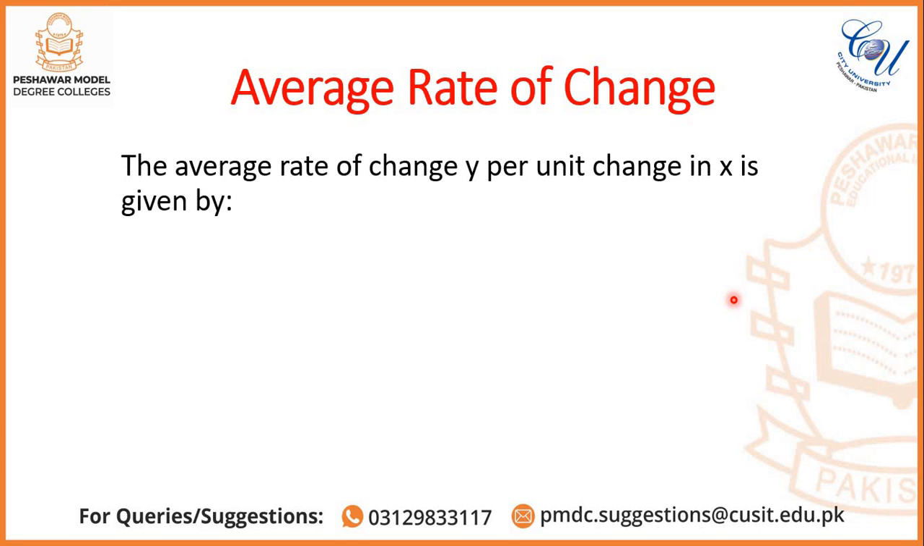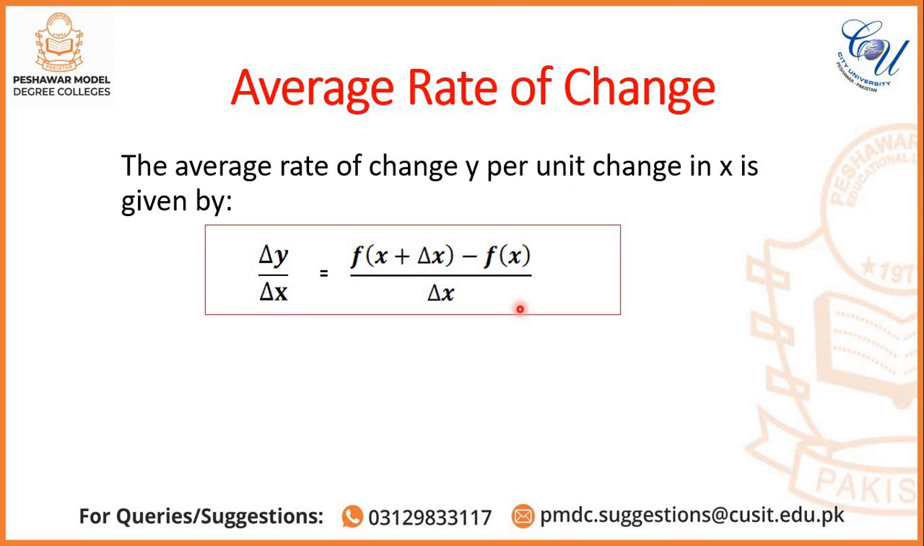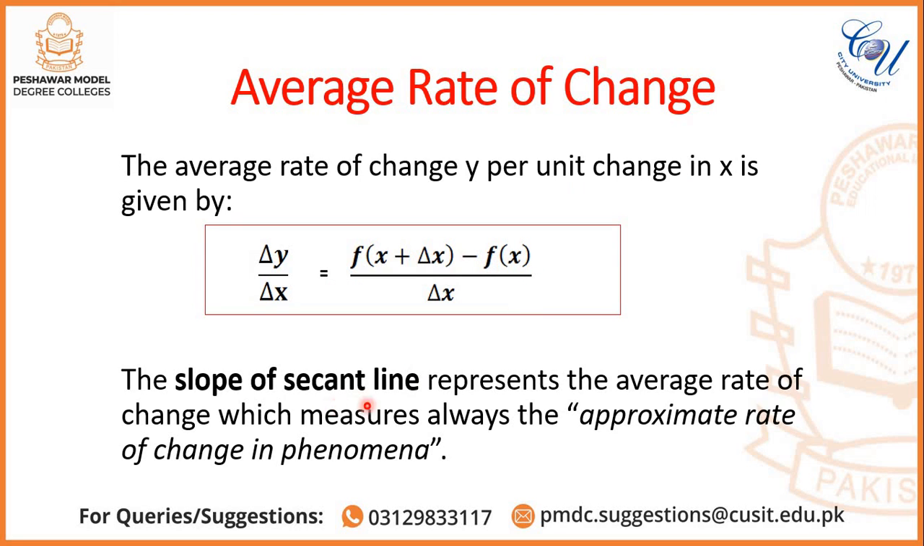So we can say that the average rate of change of y for unit change in x is given by delta y divided by delta x is equal to f of x plus delta x minus f of x whole divided by delta x. The slope of the secant line represents the average rate of change, which always measures the approximate rate of change in phenomena. Now we are going to practice some questions related to average rate of change.